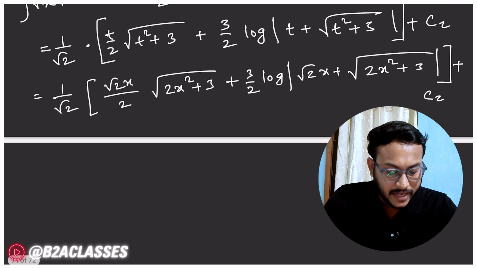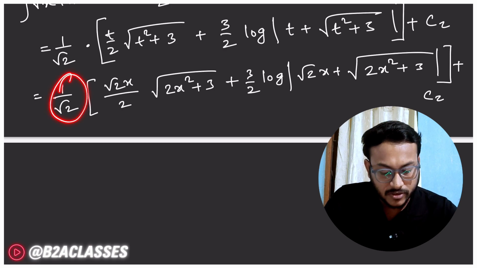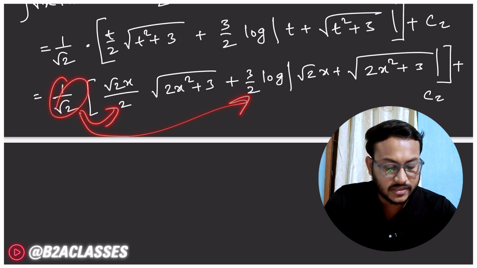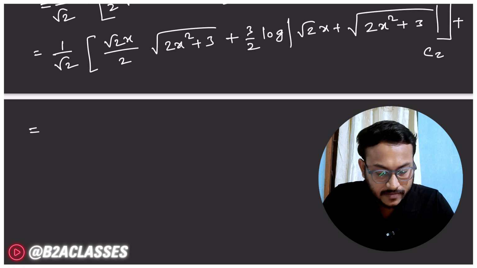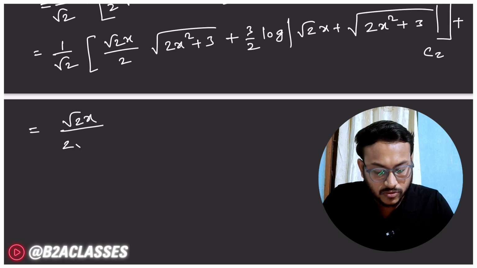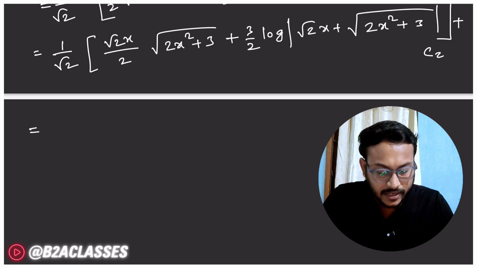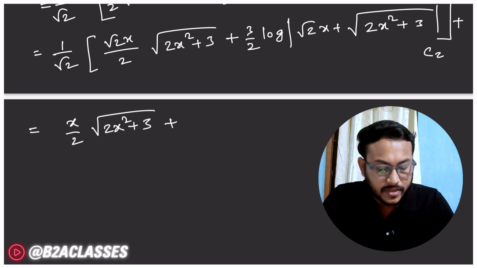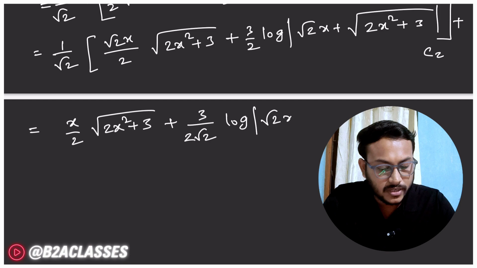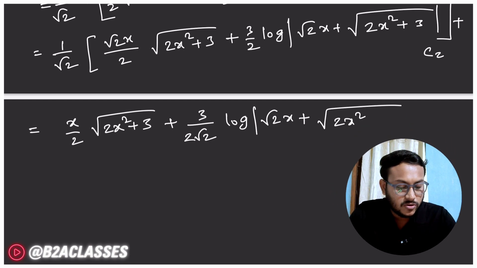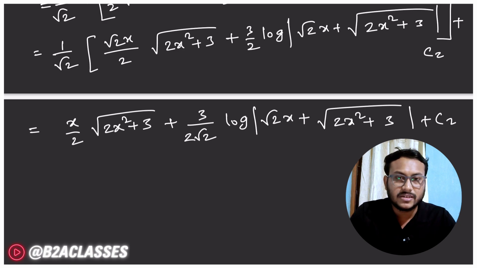Now what I can do here is multiply this 1 by root 2 inside the bracket, so it gets multiplied with the first term as well as the second term. On multiplying I will get root 2x divided by 2 root 2. This root 2 and root 2 will get cancelled out, so the remaining will be x by 2. So I can write directly x by 2 into root over 2x square plus 3, plus 3 by 2 root 2 log of root 2x plus root over 2x square plus 3, plus c2. So this is the solution for the I2 integration.